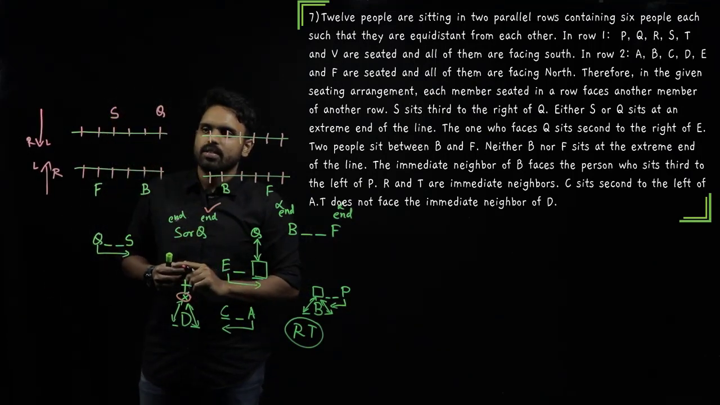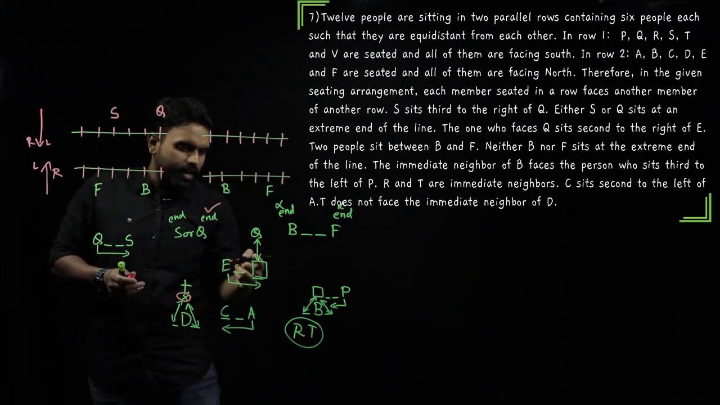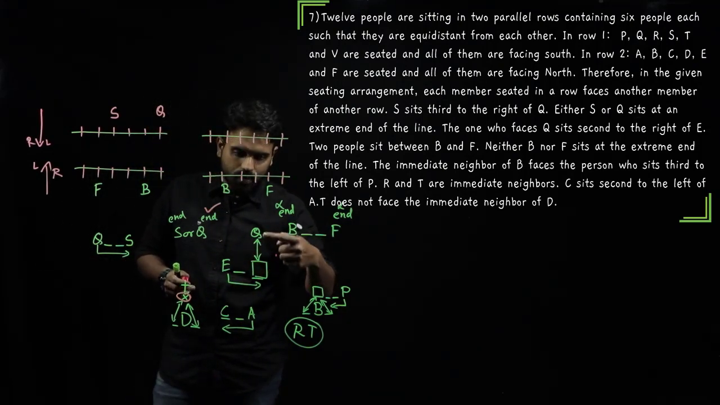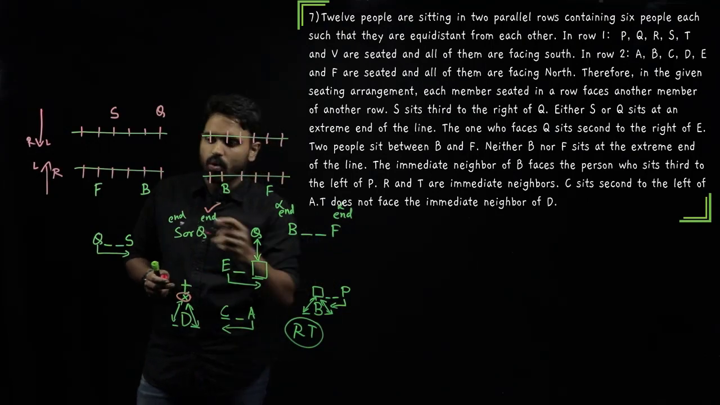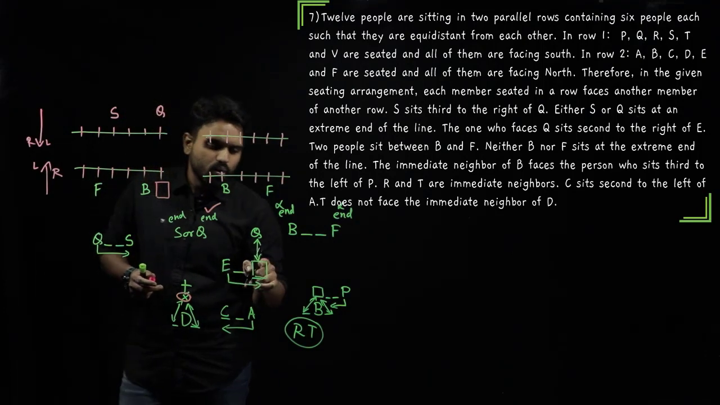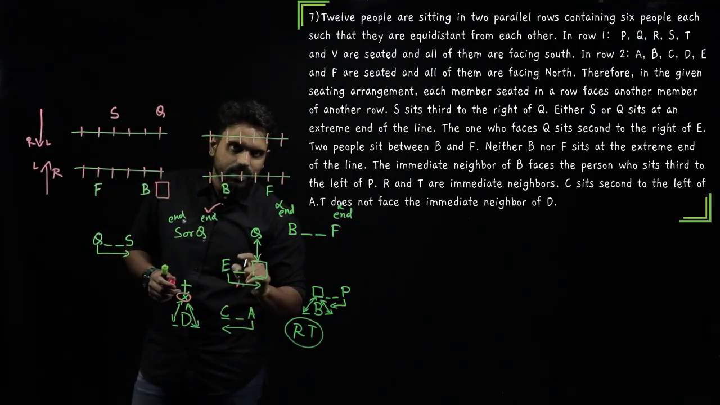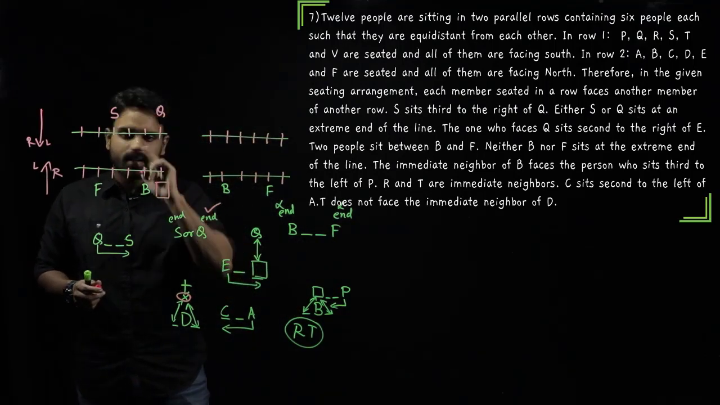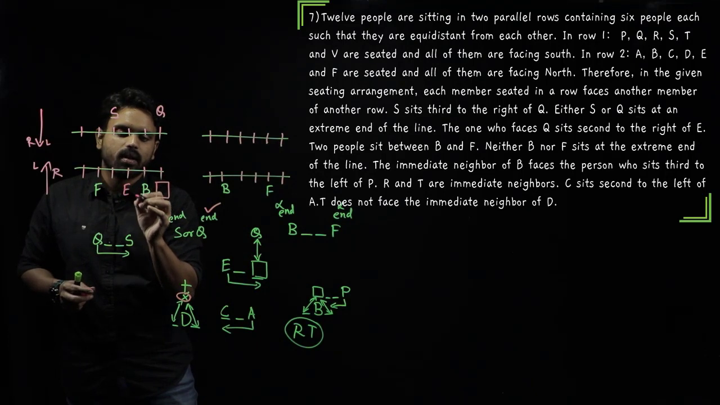More than half of the question is solved with this, because I have data which says the person sitting opposite to Q, I do not know who that person is. And this person sits second to the right of E.